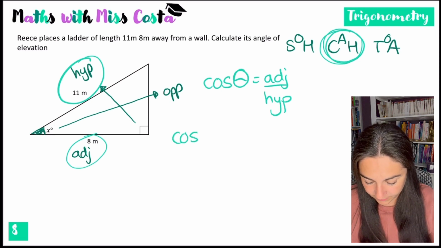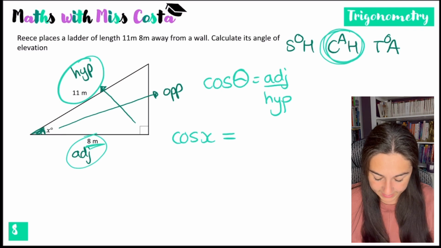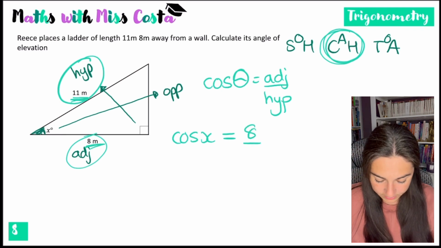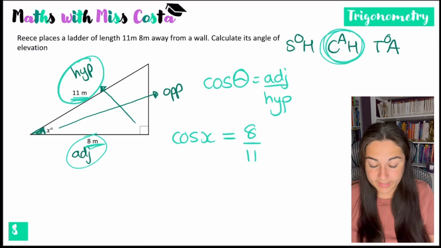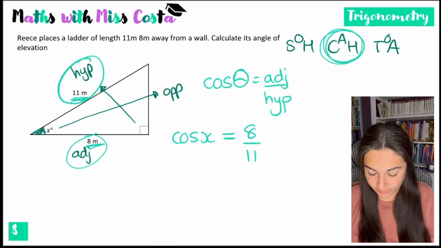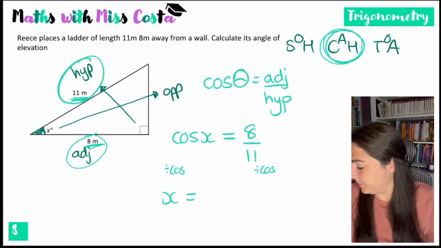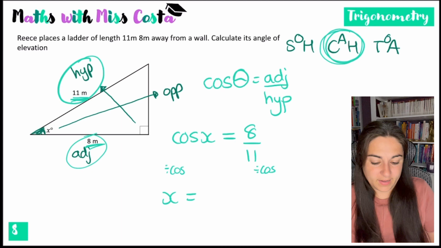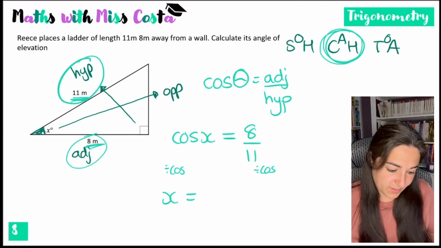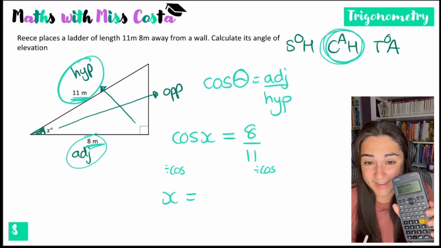Well, we don't know the value of x, but we'll just write cos x equals adjacent, which we're told is 8, over hypotenuse, which is 11. Okay, so cos x is 8 over 11. Now, to figure out what x is, we're going to need to divide both sides by cos. However, if you try doing that, 8 over 11 divided by cos, it comes up with syntax error.